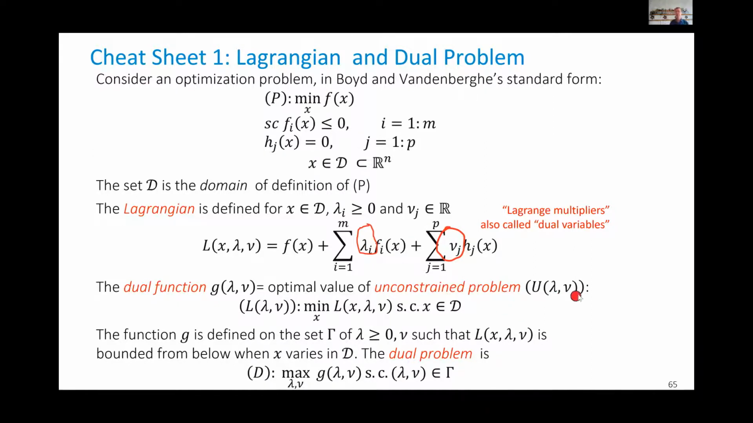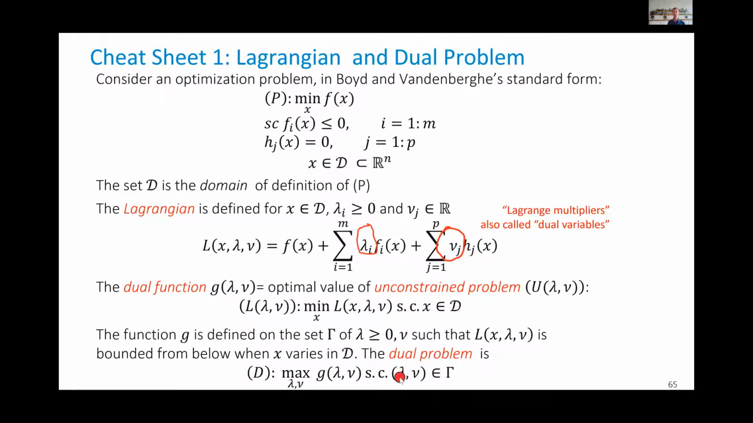So for every value of the vectors lambda and nu, we have an unconstrained problem here, which we can minimize. Now it's easier. For the solution of this optimization problem, we don't care about the x, but we care about the value. And the value here is called g of lambda, nu. For every lambda, nu, there is an unconstrained problem. I solve this unconstrained problem. I obtain a value, which may be plus infinity if the problem is infeasible, minus infinity if it's unbounded. And the dual problem is maximizing the value of this unconstrained problem.